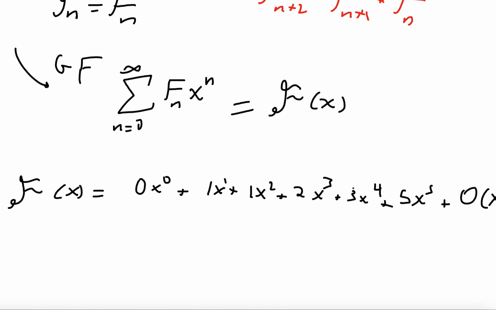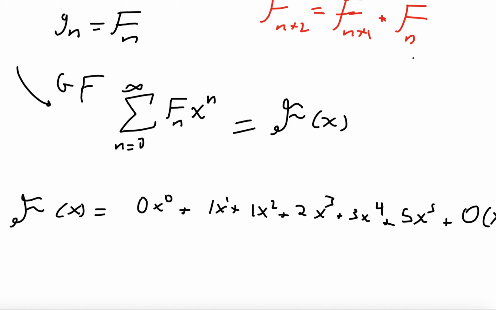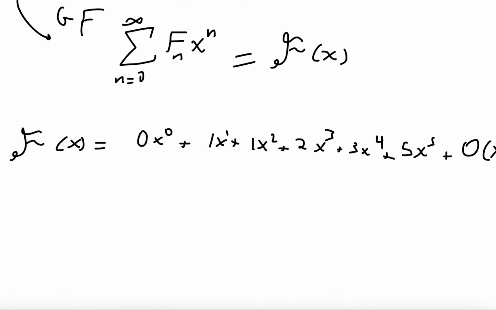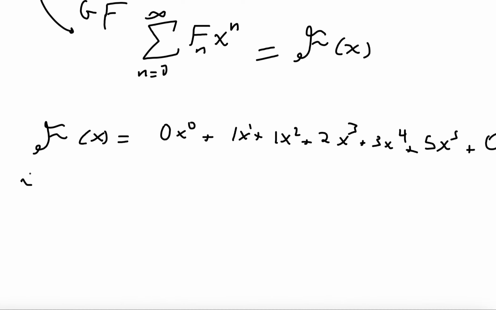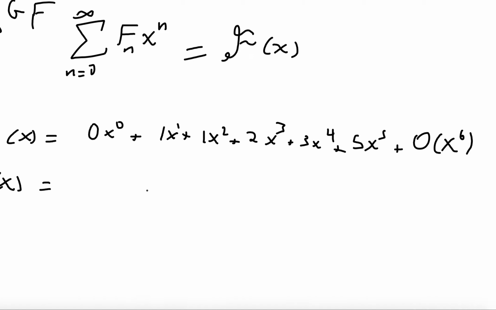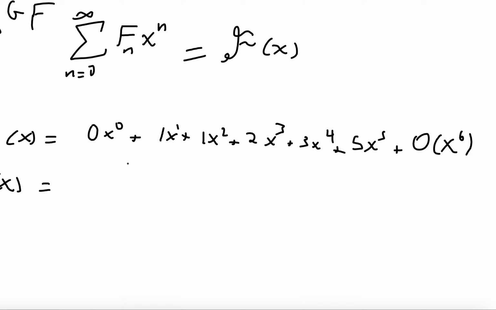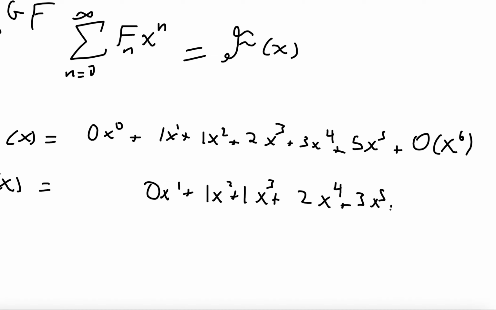All right? And now how do we shift these terms in order to satisfy this identity? Well, let's multiply by x, because that's how we shift terms with generating functions. So if I multiply x here with curly f of x, we get what? We get, well, we have 0x^1, which we can put here. You'll see why later. Plus 1x^2, plus 1x^3, plus 2x^4, plus 3x^5, plus all terms of order 6 and higher.